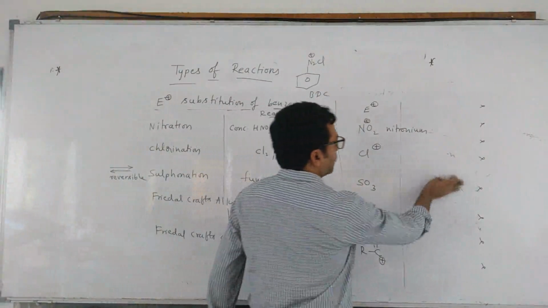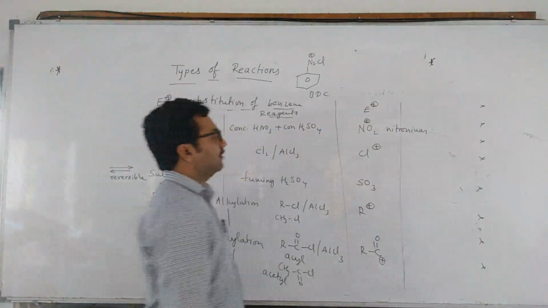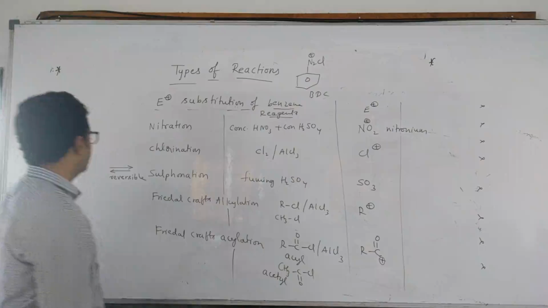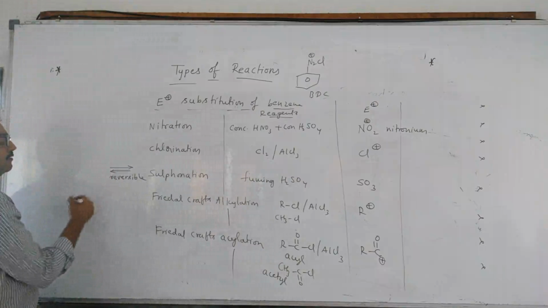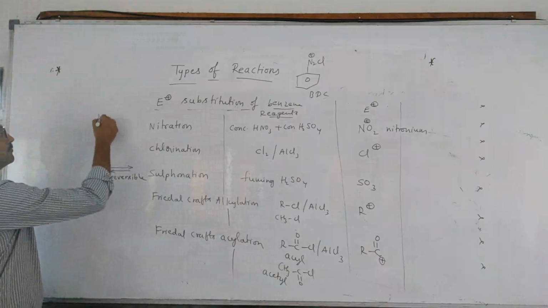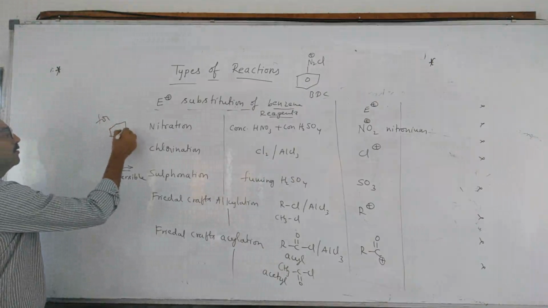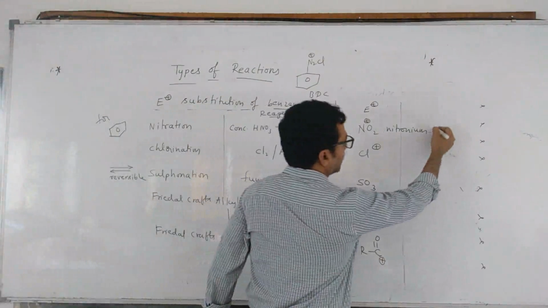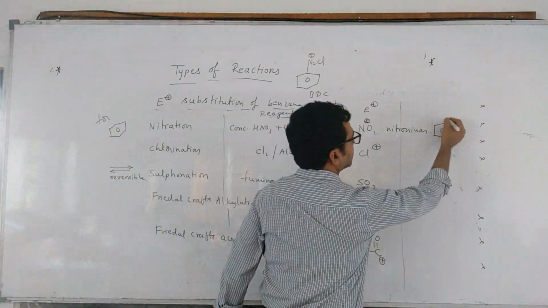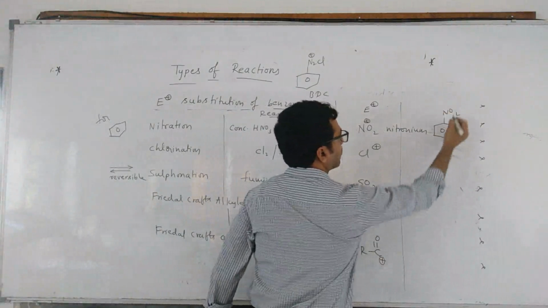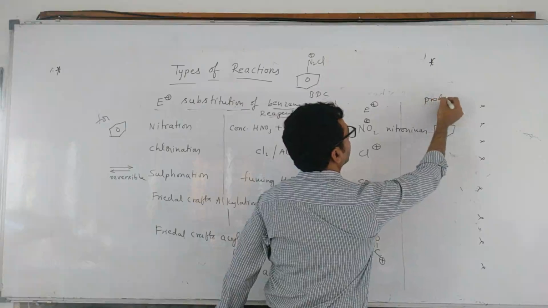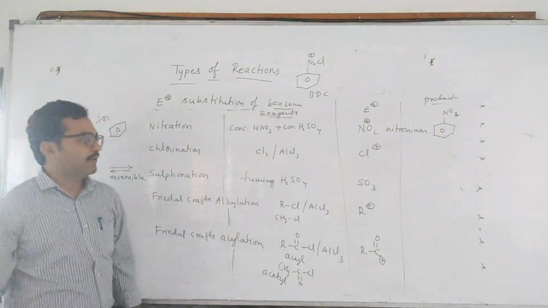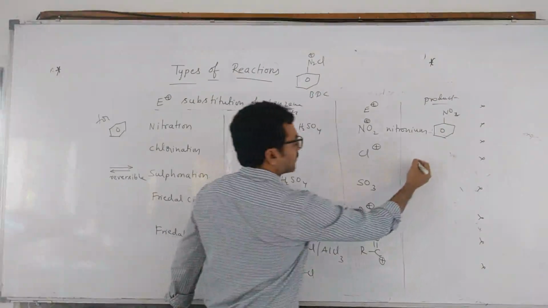Now what are the products formed here? If you do nitration, what will be the product? For benzene, if you do all these reactions, tell me the product. Here you will get nitrobenzene. Nitrobenzene is the product formed here. Understanding? Next, here what is the product?